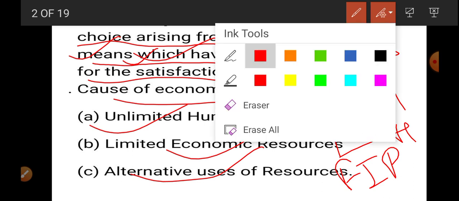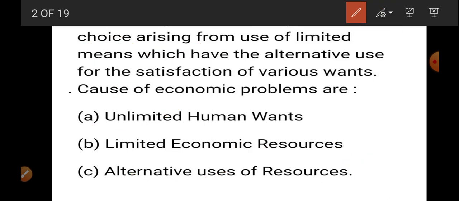Alternative uses of resources, already I had told you, alternative use means you can make anything in many different ways, like a plot. So you have to decide what you want to do with the plot. You want to use it as a residential house, a park, industry setup, hospital. So these are the economic problem.